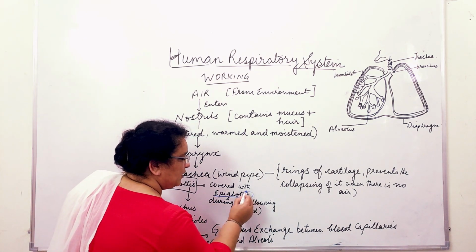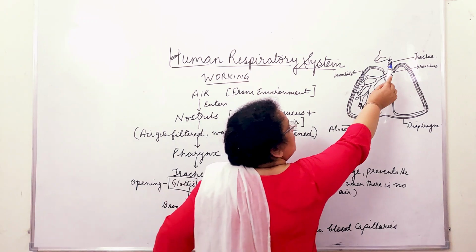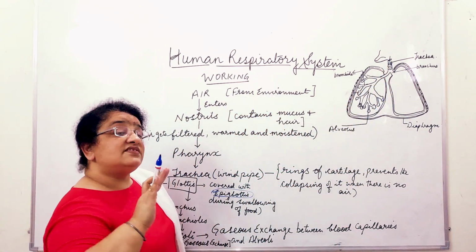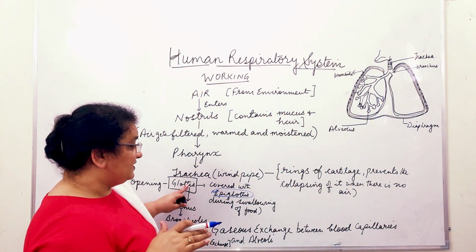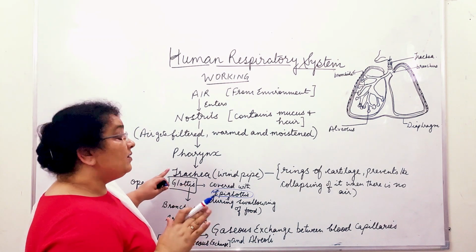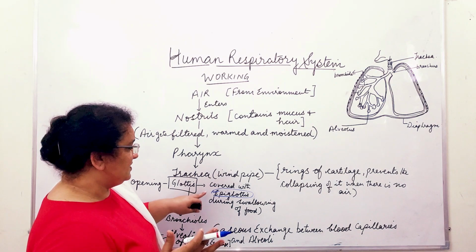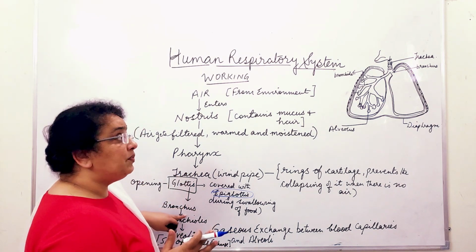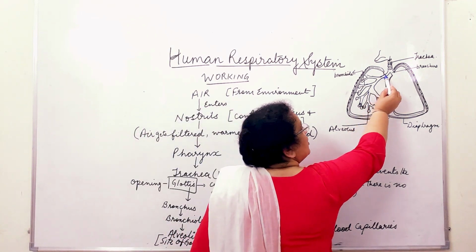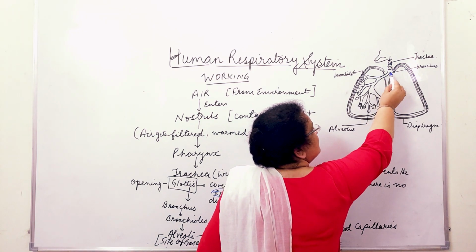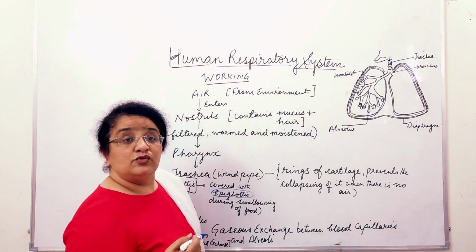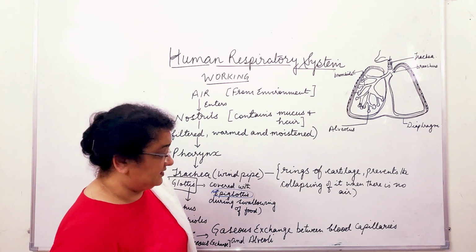This is the epiglottis, which I have drawn over here. It covers the glottis while swallowing. During breathing, it is not covered. The glottis is open and the air enters the bronchus. This is the region of the bronchus, because the trachea divides into two. Each branch is known as a bronchus, and together the bronchi enter the lungs.